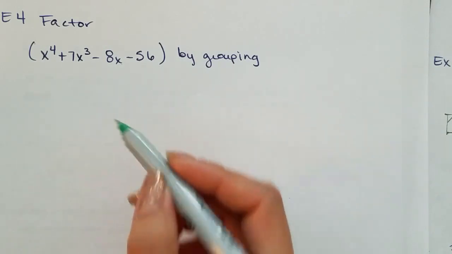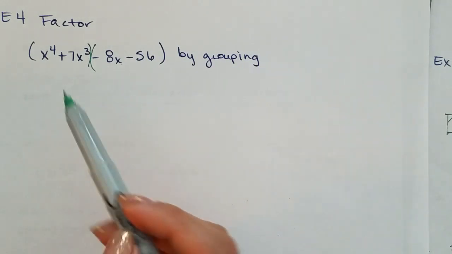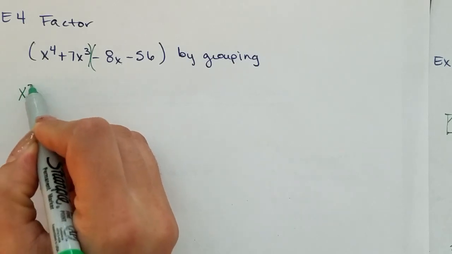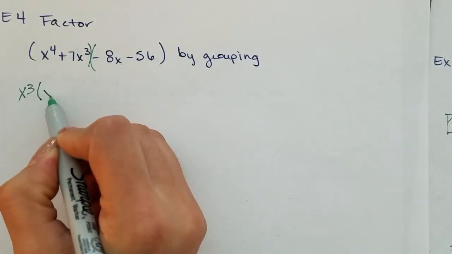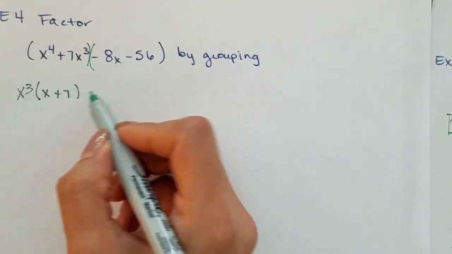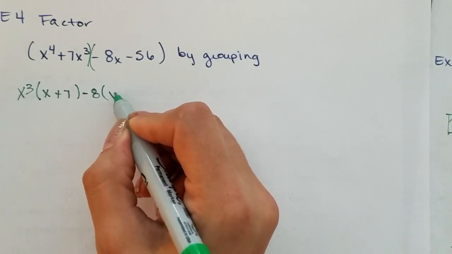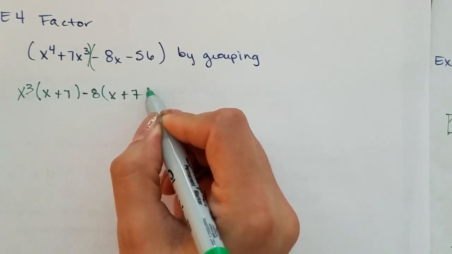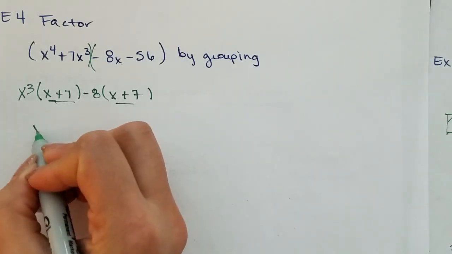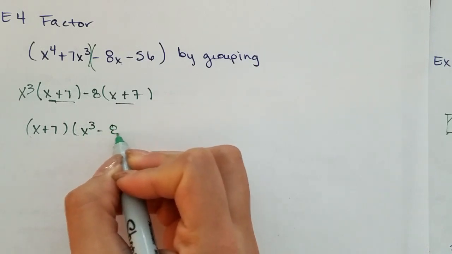There is none. When we factor by grouping, we split it up into 2 pieces, factor each section. Here I can take out an x cubed, which leaves me with 1x plus 7. Here they're both negative, so I'm going to take out a negative 8 here, which is going to leave me with positive x plus 7. I check my factors. Those are the same. Pull it out. X plus 7 times x cubed minus 8.